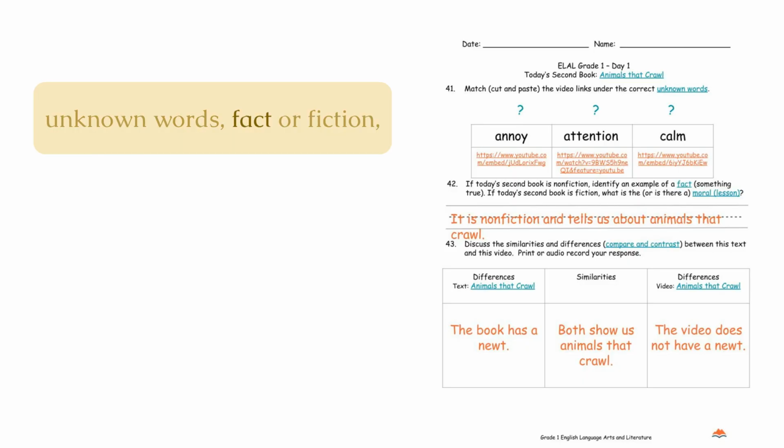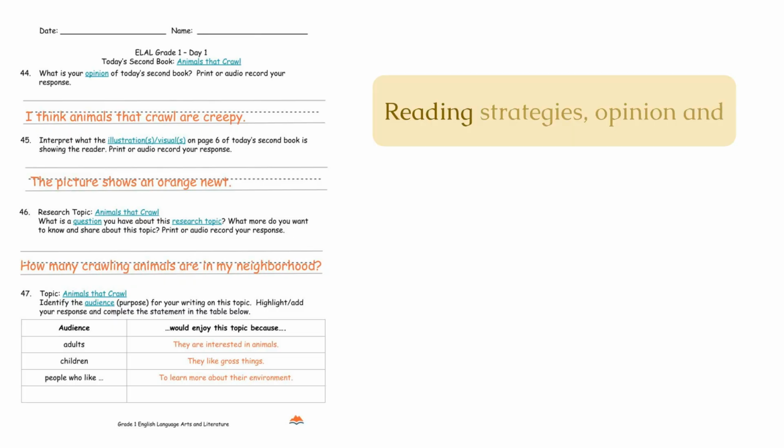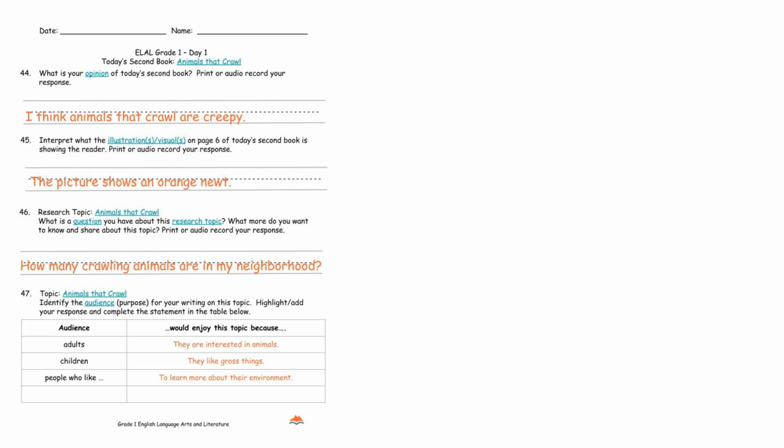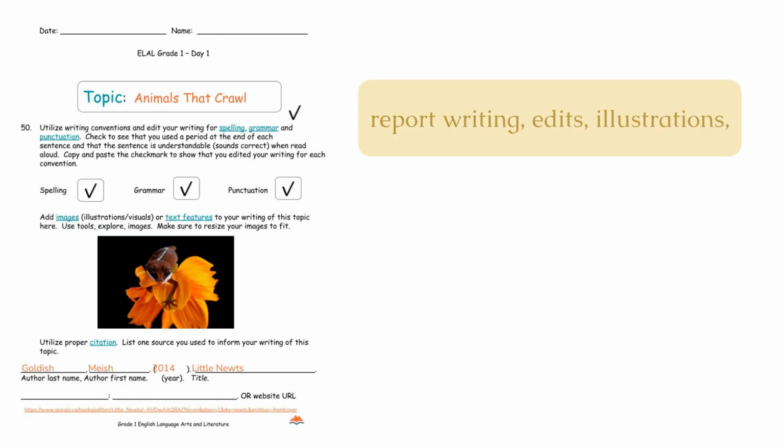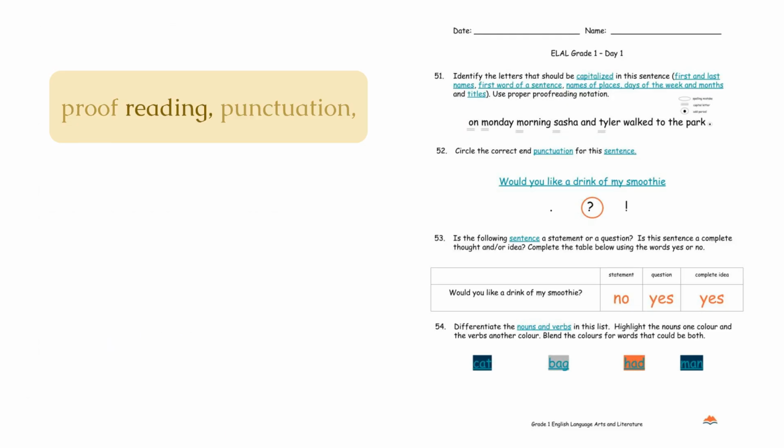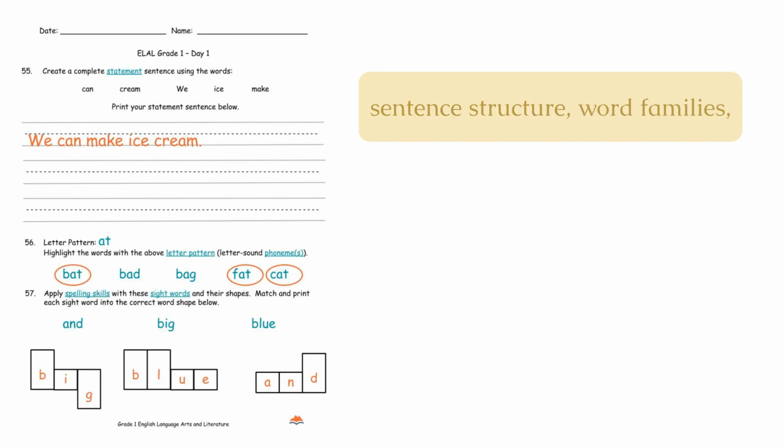Unknown words, fact or fiction, and similarities and differences. Reading strategies, opinion and illustrations, and pre-writing, questions and audience. Organizational writing. Report writing, edits, illustrations, and citations. Proofreading, punctuation, sentence types, and nouns and verbs. Sentence structure, word families, and spelling skills.